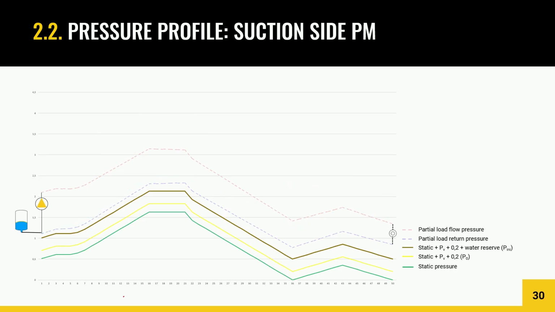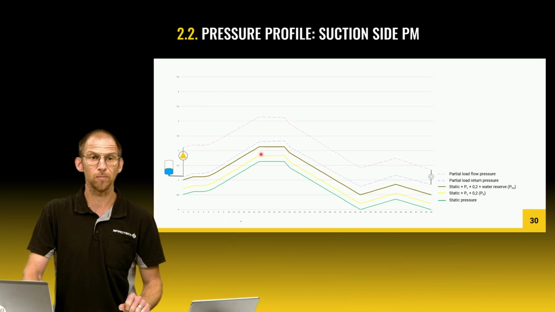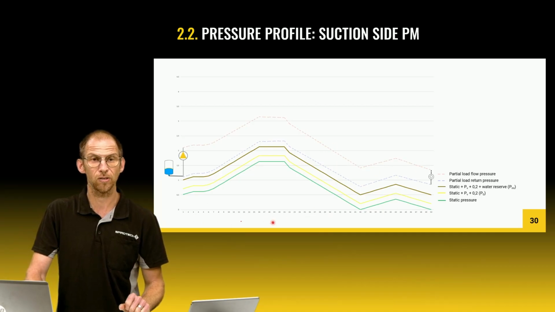Now, if the pump does that with suction side pressure maintenance, the system remains stable with positive pressure throughout the entire installation. And you can see that because all the lines are above the atmospheric line, which is the baseline here, the x-axis. Some extra context.